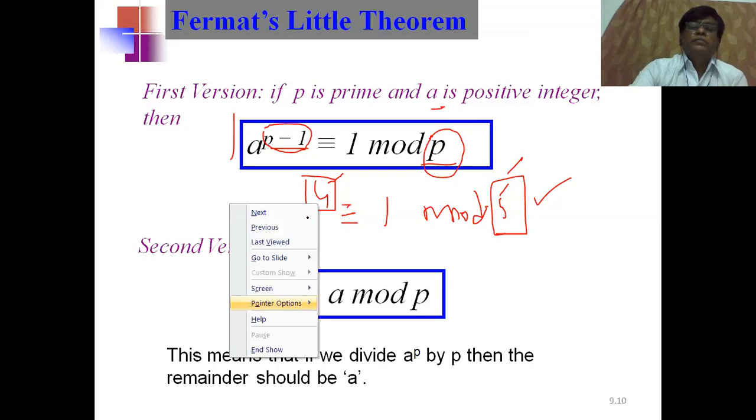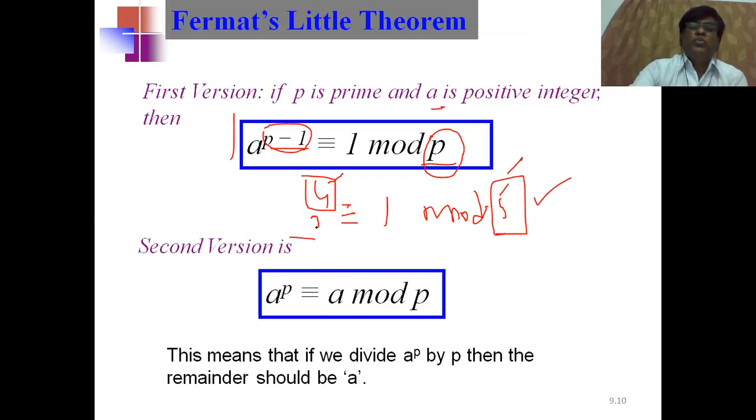For example, you can take A is 2. So 2 power 4 is congruent to 1 mod 5. What is 2 power 4? 2 power 4 is 16. Divide 16 modulo 5. 5 threes are 15. What is the answer? 1. So 2 power 4 is congruent to 1 mod 5.